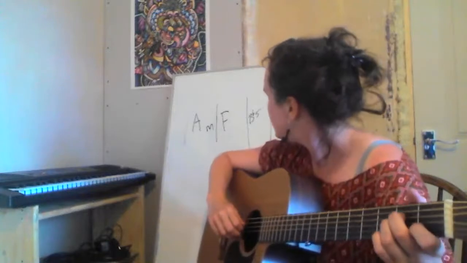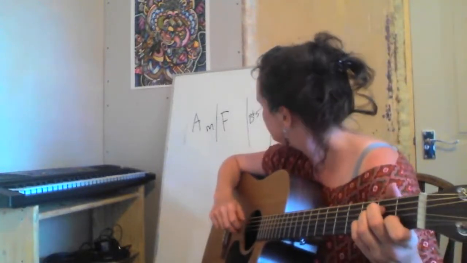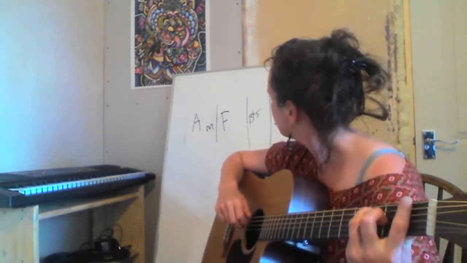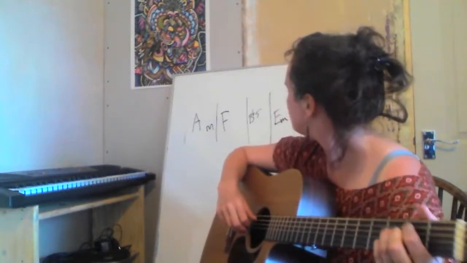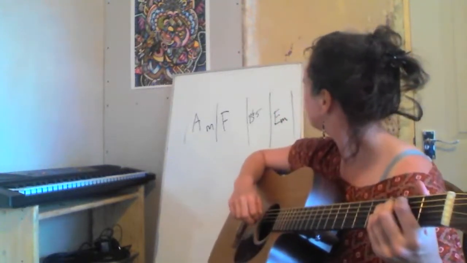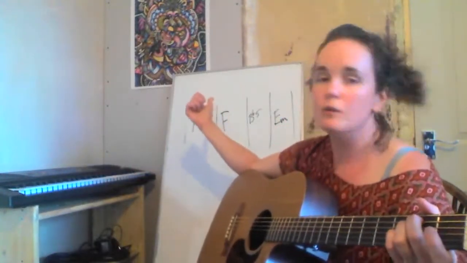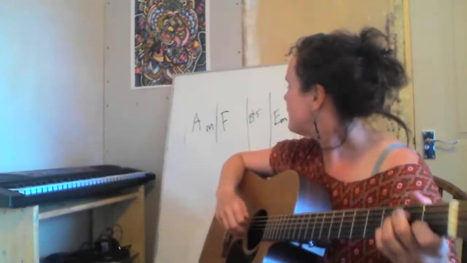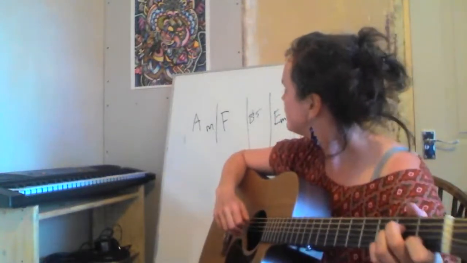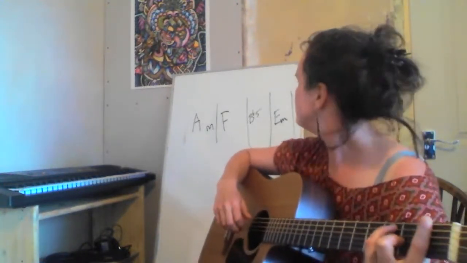So A minor, F, B flat 5, E minor. So if you've got access to a keyboard, I've already given you all of these chords in previous videos. You can play around a little bit and see what you can find. So there, that's just a chord change in every bar. It's quite straightforward. Just 4 chords going round and round.